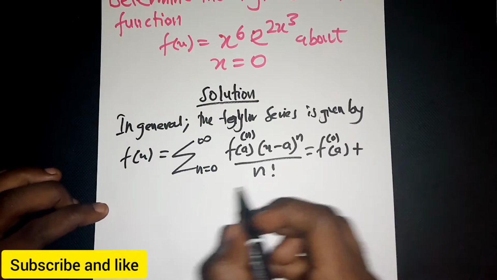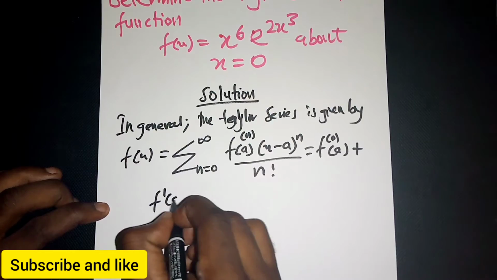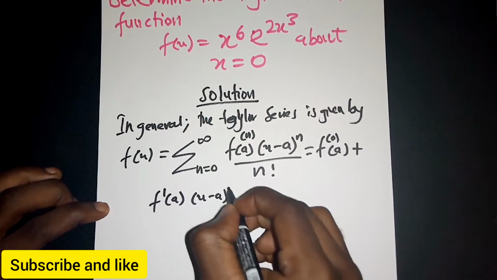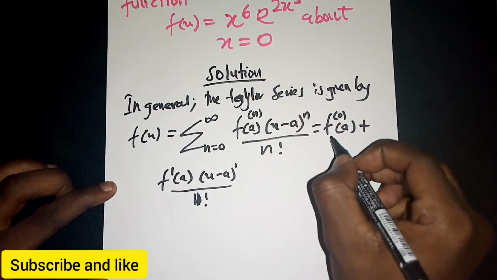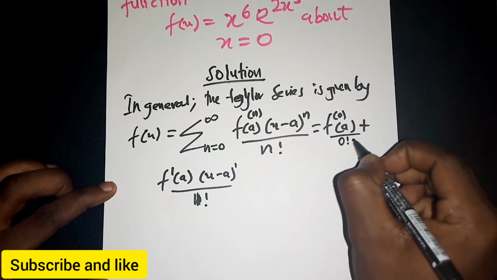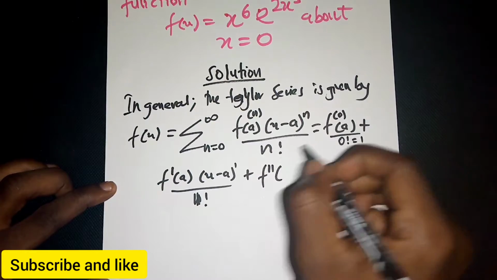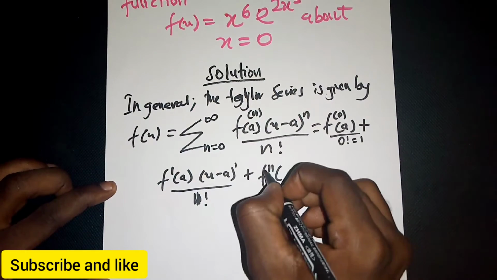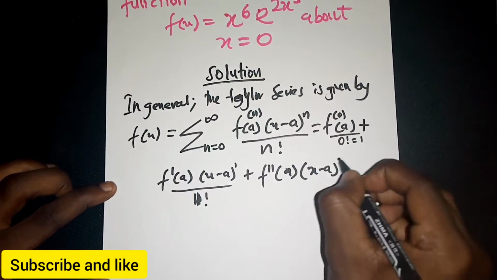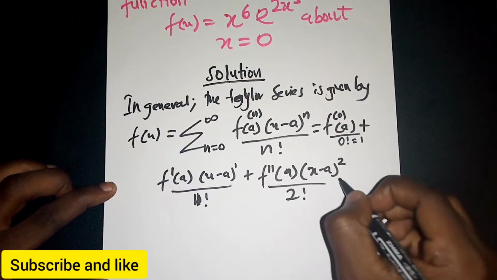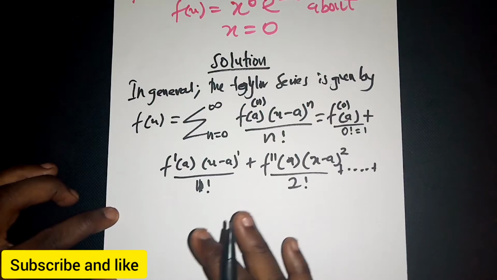Then the next term will be f prime of a, times x minus a, over 1 factorial. Now this is 0 factorial, and 0 factorial is just 1. Then we have f double prime of a, times x minus a squared over 2 factorial. Then we can go on and write the rest of the series. So basically in general the Taylor series is given by this.